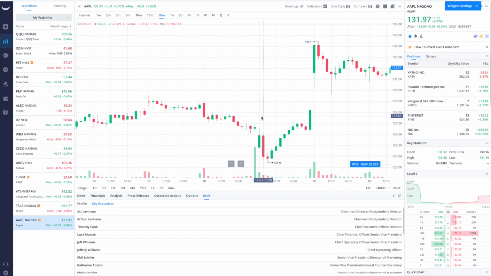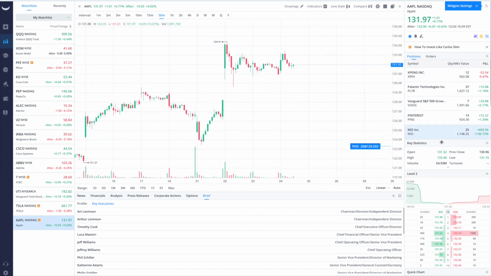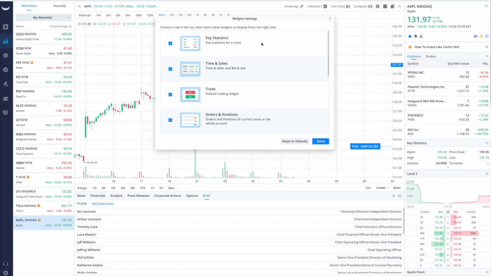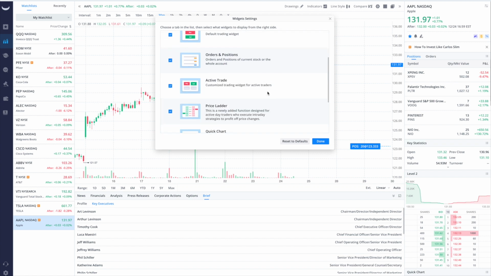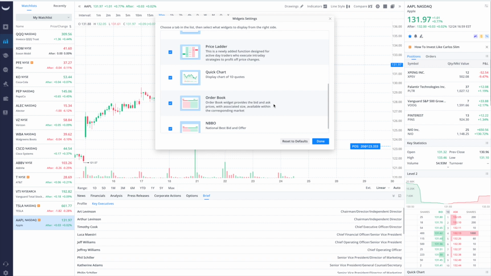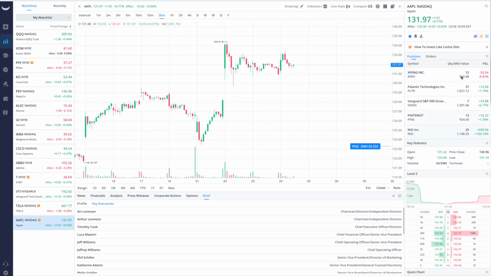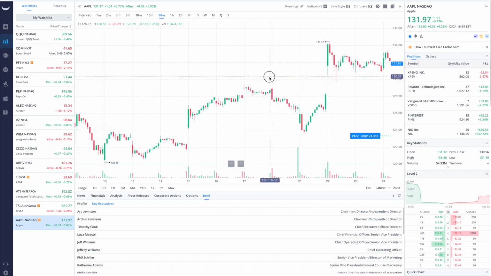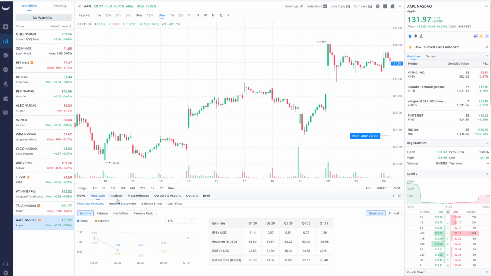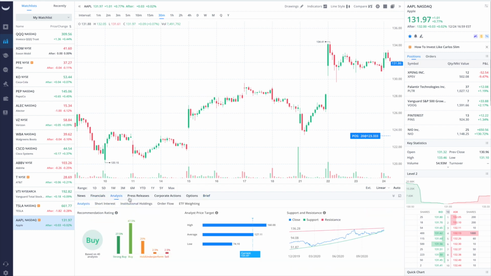And then on the right side over here, these are just the widgets that you have, so you could just change them out if you want. So right over here, you have your key statistics, time and sales, trade, orders and positions, active trade, price ladder, all of these. Normally, I don't even look at these. I just trade on my phone. The only reason why I would use the desktop version is for the stock purposes, and also for all of these charts and indicators right over here. So then I could just get a better view of things.